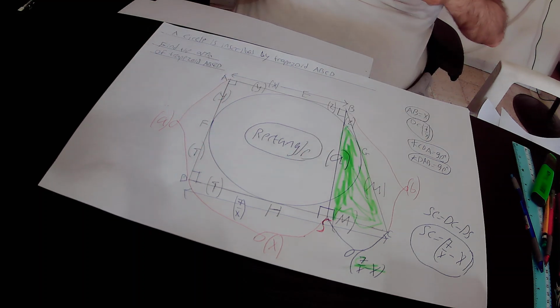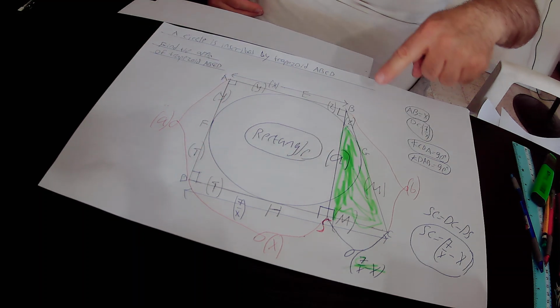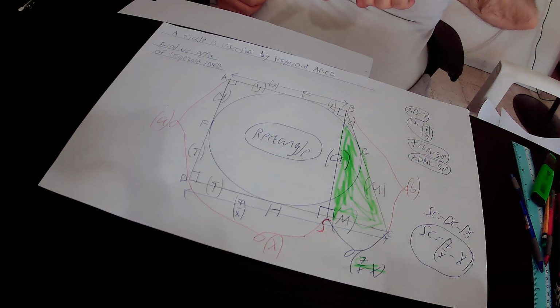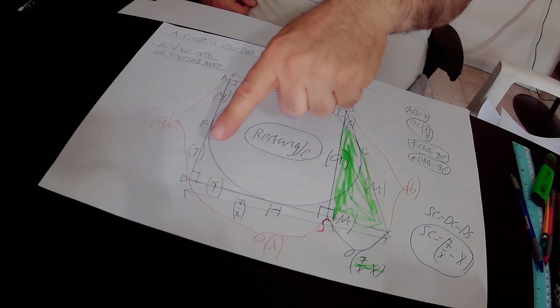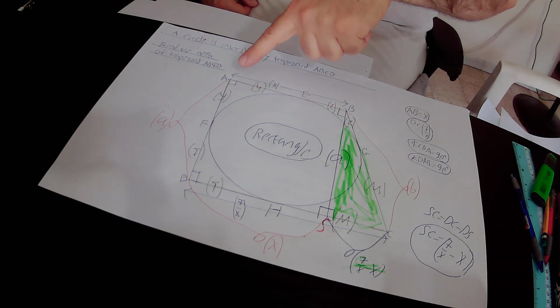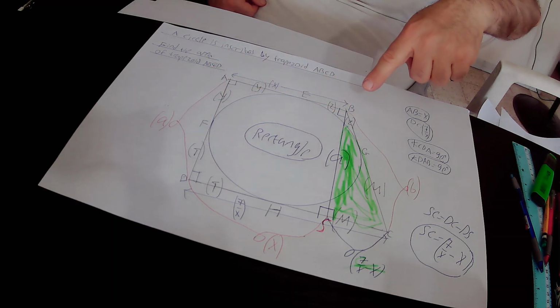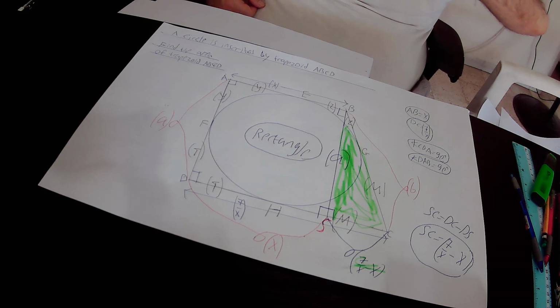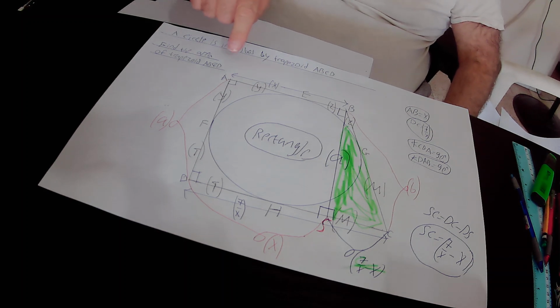In the next step, we defined the length of side BC of trapezoid ABCD as B, and we defined the length of side AD of this trapezoid ABCD as A. And here we have the question of what is the value of AB plus DC.